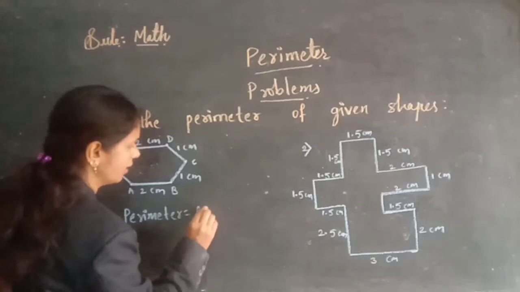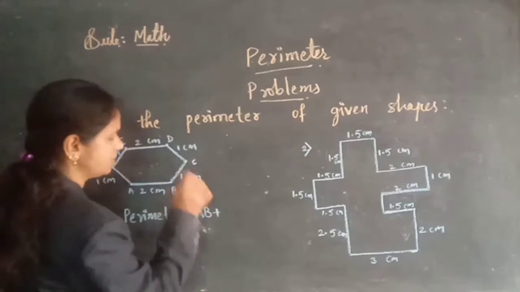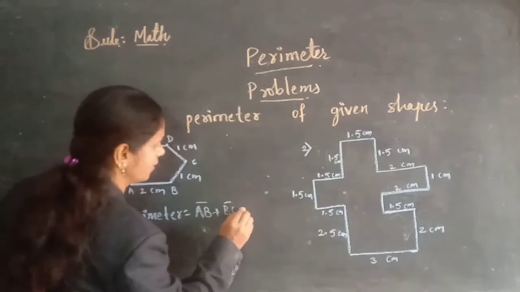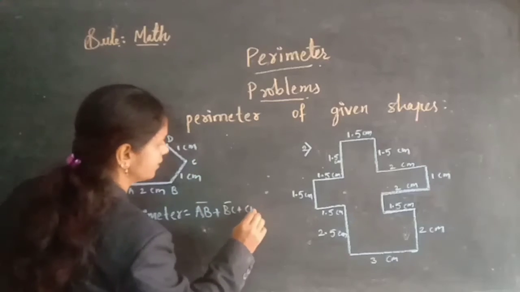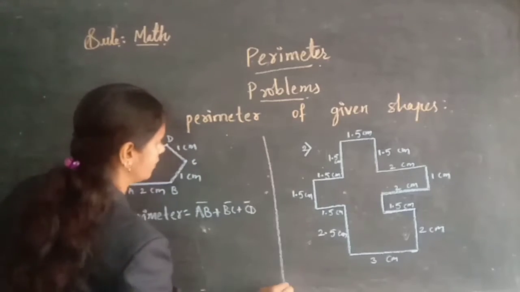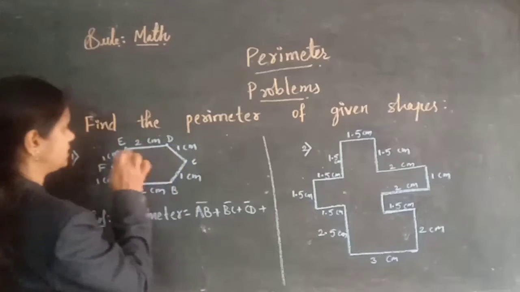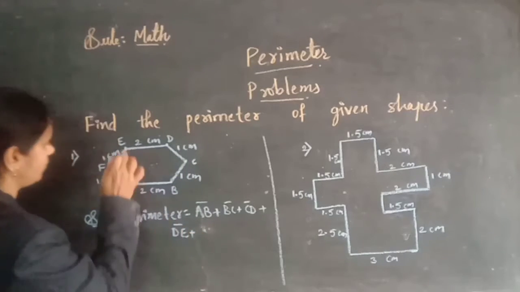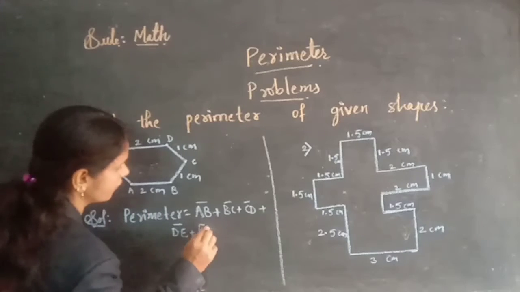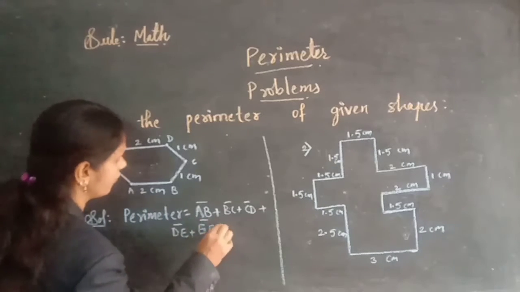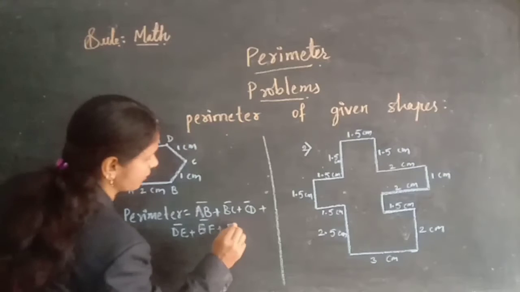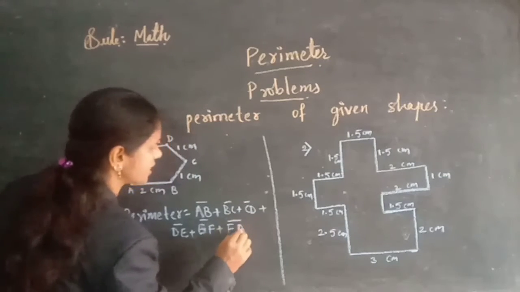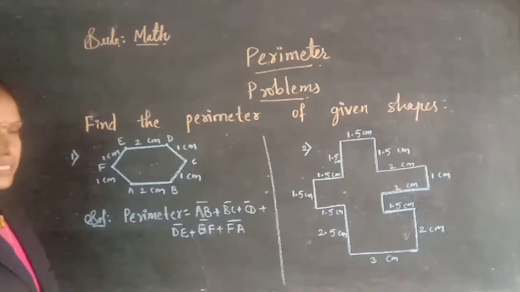AB plus BC plus CD plus DE plus EF plus FA. So these are the sides children. So we need to add its length here.